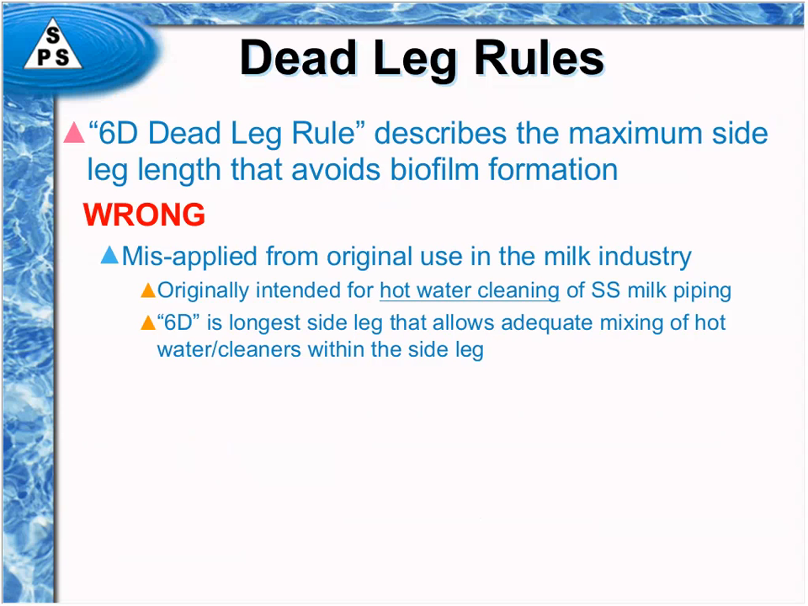was longer than 6D, D being the internal diameter of the side leg, and the 6 is measured from the center line of the main pipe off of which this little side leg goes, and 6D is the maximum length that little side leg can be, that actually allowed the cleaning of the stainless steel milk piping with hot water or cleaners or whatever. If it got longer than that, you would not effectively clean out the milk residues off the surface of the pipe from that little side leg.